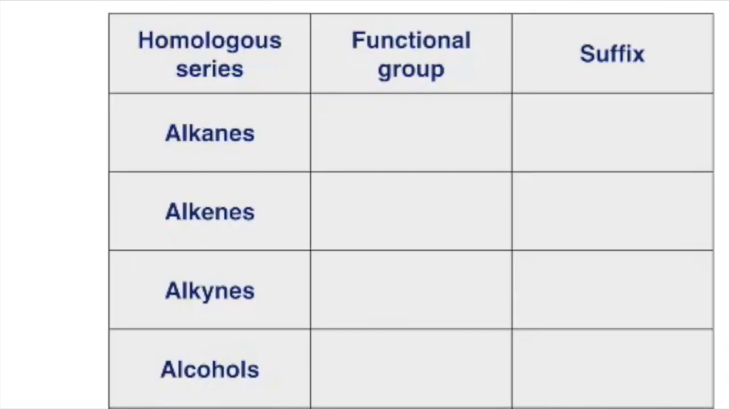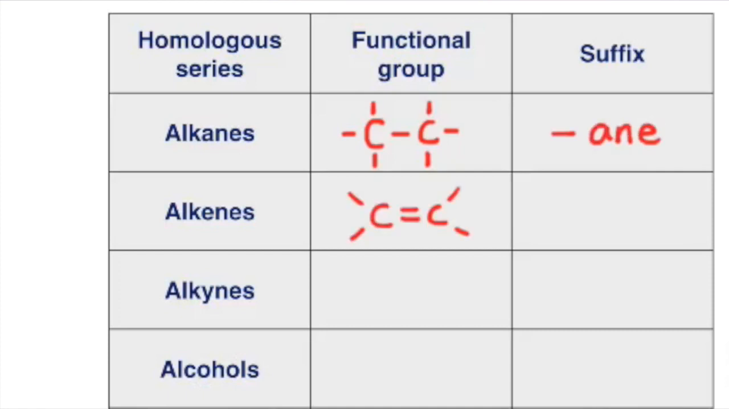The suffix then indicates the homologous series to which that compound belongs. I'm afraid there's no way around simply learning these off by heart. Let's have a look at them in turn. The alkanes are characterized by a carbon-carbon single bond, and their suffix is -ane. The alkenes have got a carbon-carbon double bond, and they end in -ene. And the alkynes have a carbon-carbon triple bond, and their suffix is -yne.